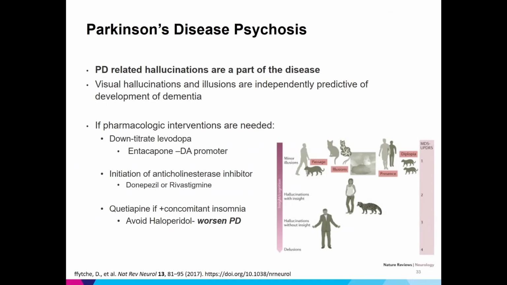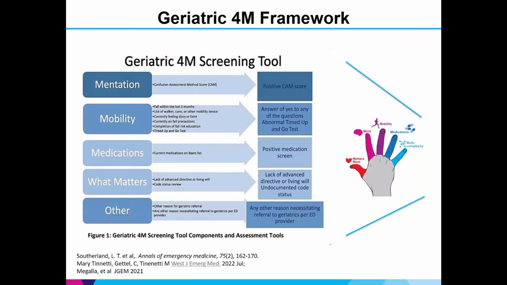And certainly, one way to address it, if pharmacological interventions are needed, is to work closely with the patient and their neurologist with options to either down titrate their levodopa, consider the initiation of an acetylcholinesterase inhibitor, such as donepezil or rivastigmine, and if indeed the goal is to treat the symptoms of hallucinations or severe insomnia, the use of an atypical antipsychotic like quetiapine is preferred rather than haloperidol, which can actually worsen the Parkinson symptoms.